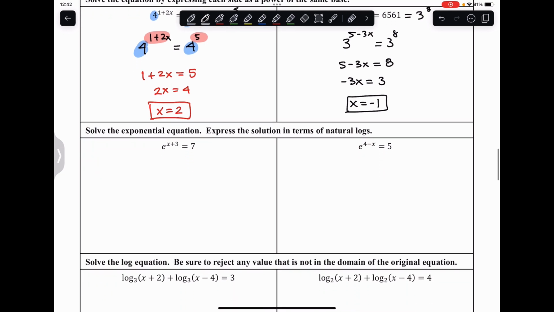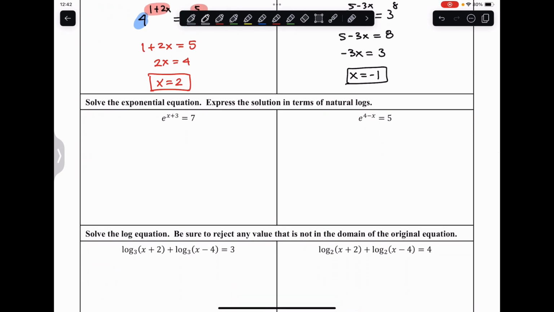Now for the next exponential equations that have base e for the exponential part, you want to write the solution in terms of the natural log. So as it says, we're going to take the ln of both sides. So here we'll take the ln of e to the x plus 3 equals the ln of 7. And by the power property, I can pull this exponent to the front. So x plus 3 times ln of e equals ln of 7.